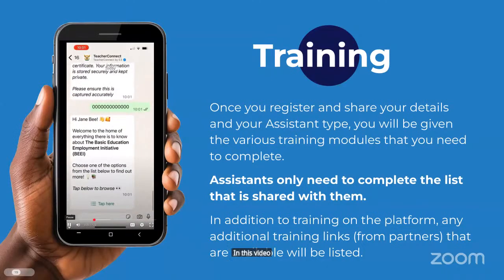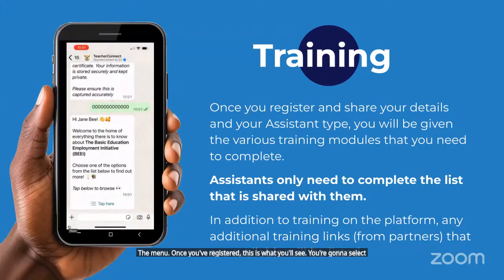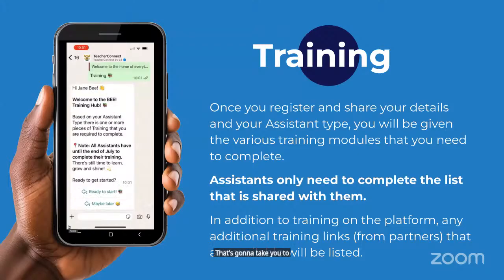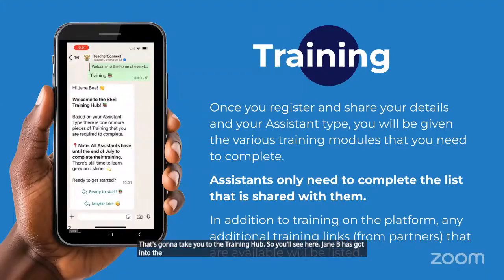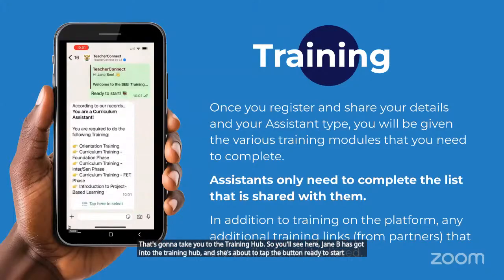In this video on my screen, you'll be able to see the menu. Once you've registered, this is what you'll see. You're going to select the very top option, which is training. That's going to take you to the training hub. So you'll see here, Jane B has got into the training hub and she's about to tap the button, ready to start. Jane B is ready to take her courses.